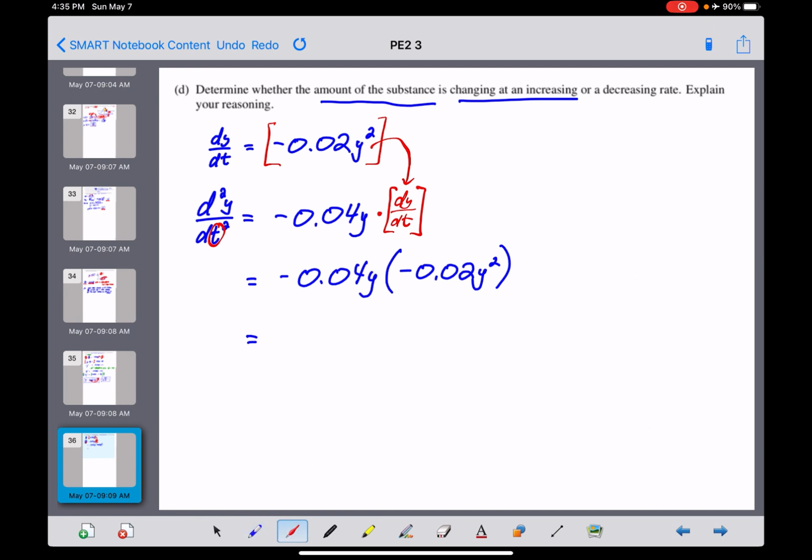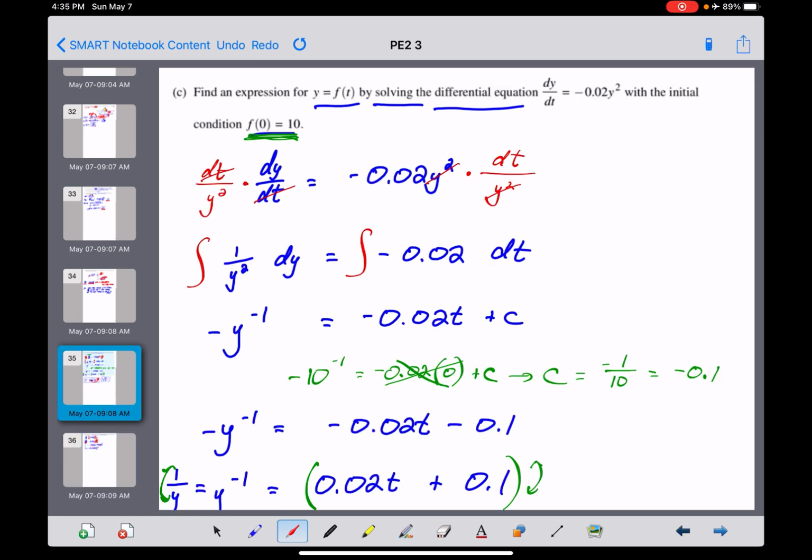Let me think here. I'm going to go back to 5th grade math. 1, 2, 3, 4 digits after the decimal point here. So my answer should have 1, 2, let me think, 3 zeros, and then an 8. So it's positive 0.0008, and then y times y squared is y cubed. Okay, guys, that is your second derivative. And with some of the same reasoning that we talked about before, let's see what we can figure out about the sign of this second derivative.